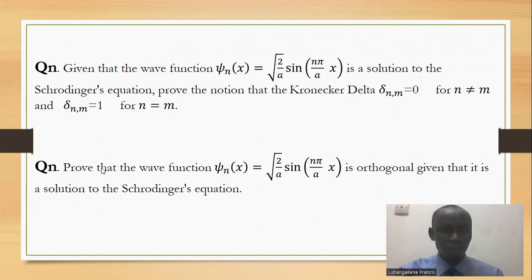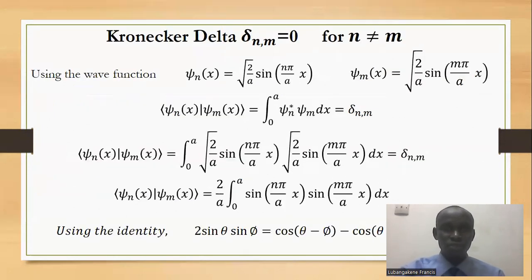We can even say, prove that the wave function ψn is orthogonal, meaning these two conditions are for orthogonality. When n is not equal to m, the Kronecker delta has to be 0. When n is equal to m, the Kronecker delta has to be 1. Therefore, in this case, let us today check the case of n not equal to m. Then at the last point, I shall ask you to determine the case of n equals m. So today we are talking of n not equal to m, and my assignment for you is n equals m.